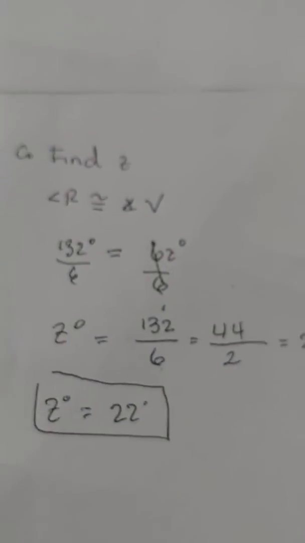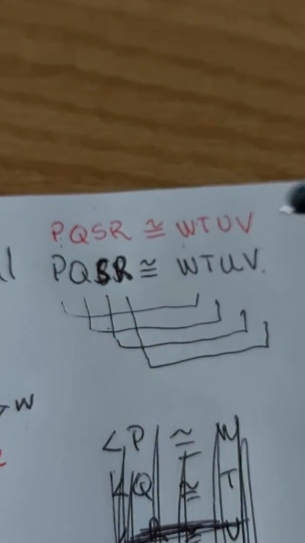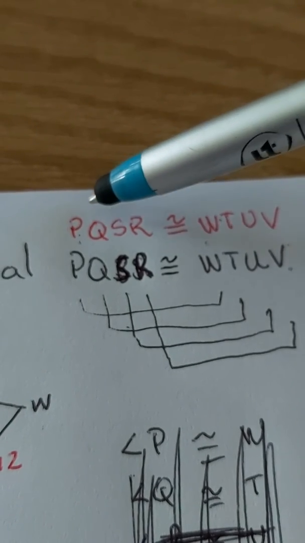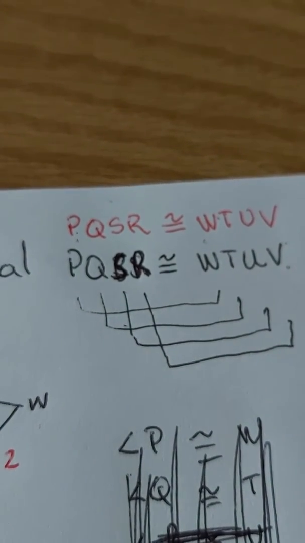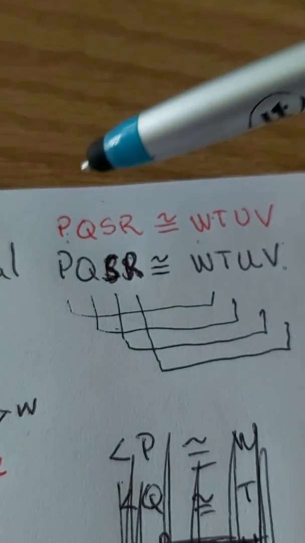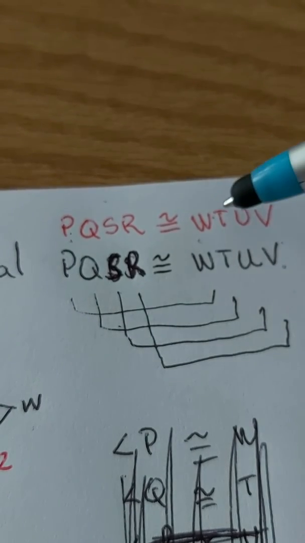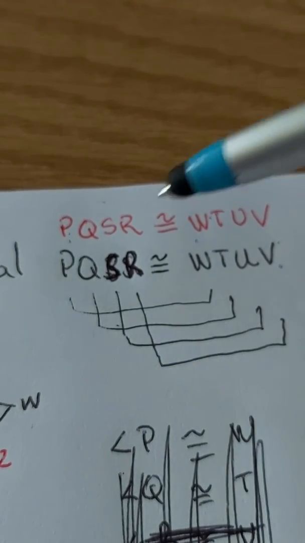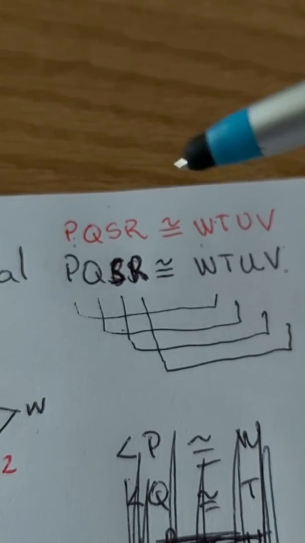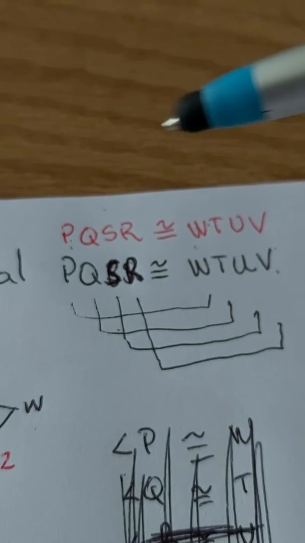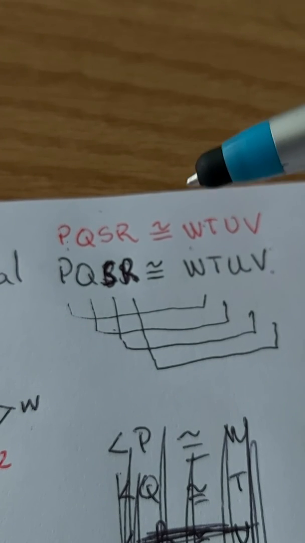Okay, and that's it. Now, a quick review. Once they tell us that two polygons are congruent, like in example 2, polygon PQSR is congruent with WTUV, we can state that angle P is congruent with angle W, angle Q with angle T, angle S with U, angle R with V. Sides PQ with WT, QS with TU, SR with UV, and PR with WV.